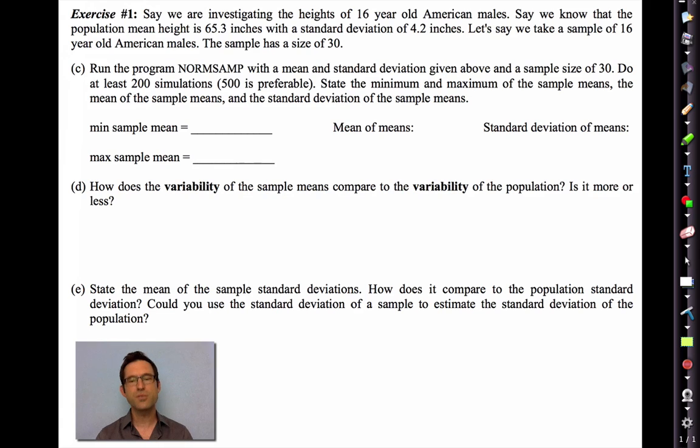All right. Now, what this particular program does, NormSamp, is it allows us to create a normal population, a population with a normal distribution, with a mean of 65.3 and a standard deviation of 4.2, and then I can take samples of any size out of that. It's going to randomly grab a sample. So it's almost like the computer program is going to close its mind, take this normal distribution, and just grab a random sample of 30 out of it, and then it's going to calculate its mean and its standard deviation. And it's going to do it again and again. It's going to do another sample of 30, and then another sample of 30, etc.